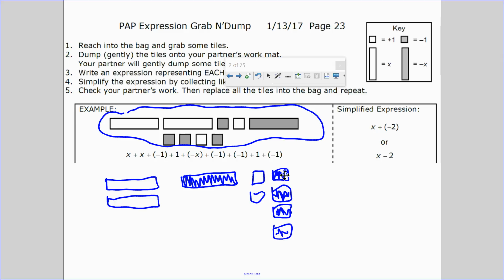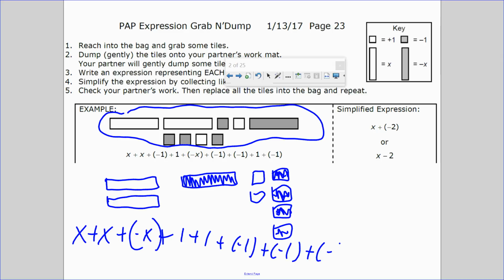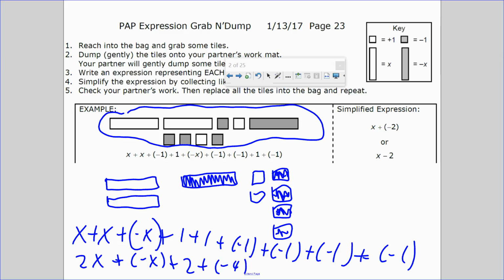So here they represented it as x plus x plus negative 1 plus 1 plus negative x plus negative 1 plus negative 1 plus 1 plus negative 1. We can also do the same thing this way: x plus x plus negative x plus 1 plus 1 plus negative 1 plus negative 1 plus negative 1 plus negative 1. Another way we can represent it: how many x's are there? 2x plus a negative x plus how many positive 1s do we have? 2, plus how many negative 1s do we have? Negative 4. That's kind of simplified right there.